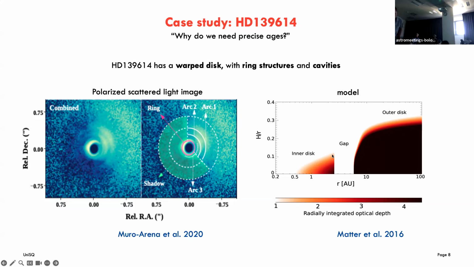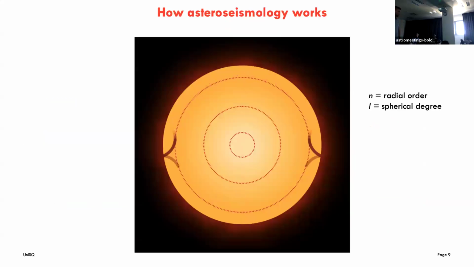On the right-hand side here, this is a model, but you can see there's an inner disk, and then there's a gap that's been carved out, presumably by a planet, and then an outer disk. And so we're going to see that even in cases like this, asteroseismology can offer you precise ages. So how does asteroseismology work?